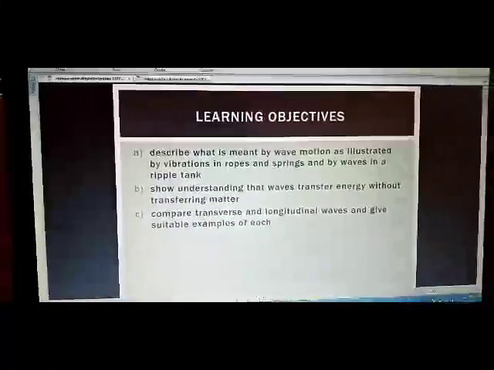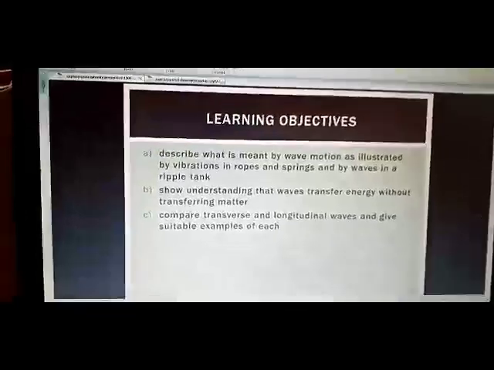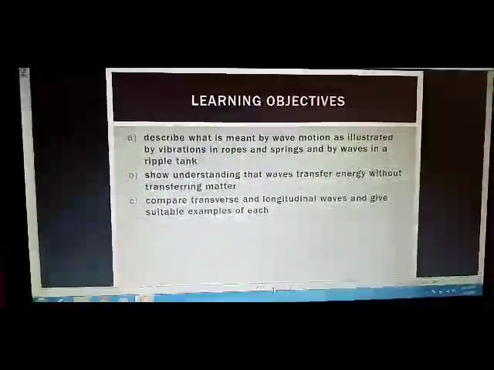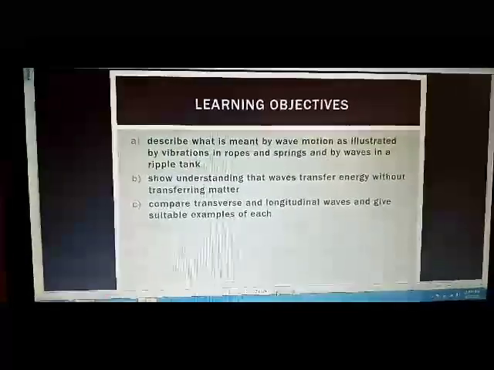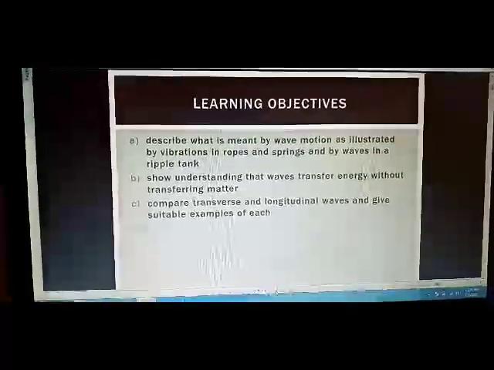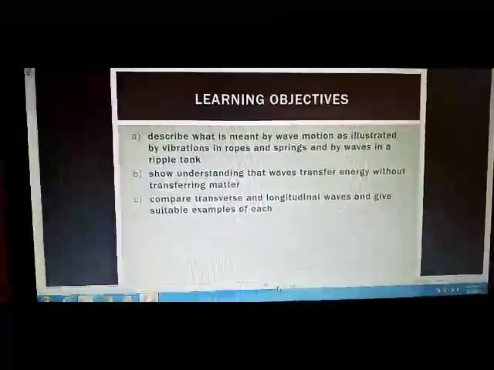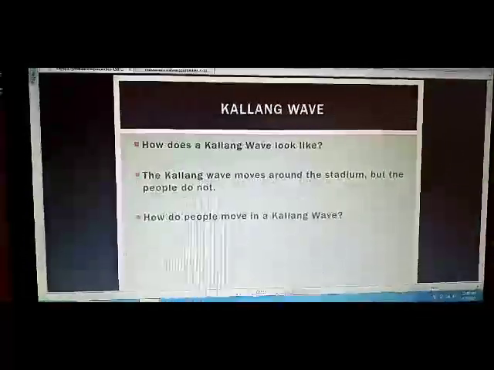Number 1, describe what is meant by wave motion as illustrated by vibrations in ropes and springs and by waves in a ripple tank. Show understanding that waves transfer energy without transferring matter. And the last one, you have to compare transverse and longitudinal waves and give their examples.